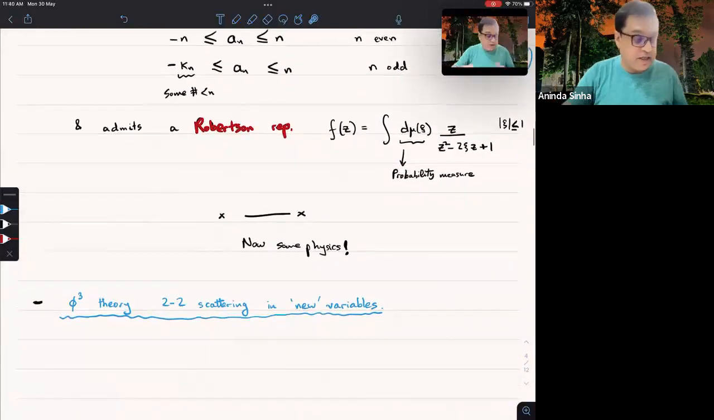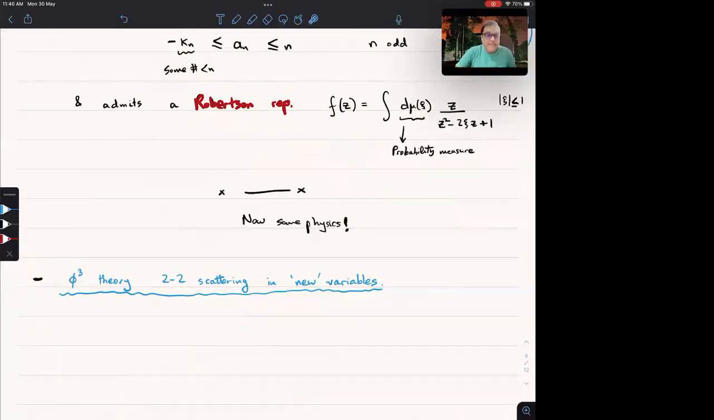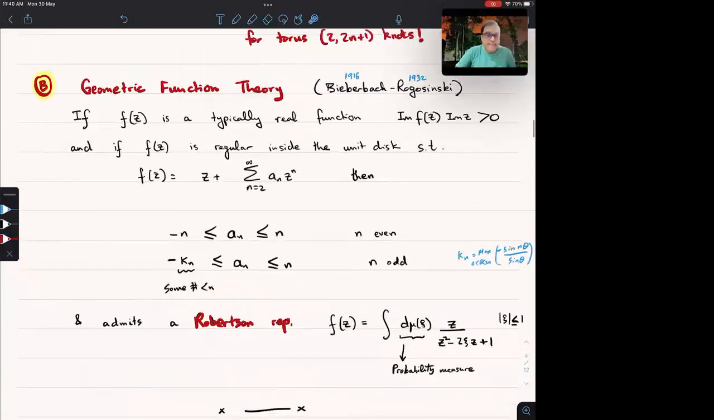So any questions regarding the maths background? Because now I'm going to go slow and work out phi cube theory. Sorry, Aninda. Yes. What is the definition again of the typically real function? Yes, the typically real function is this.